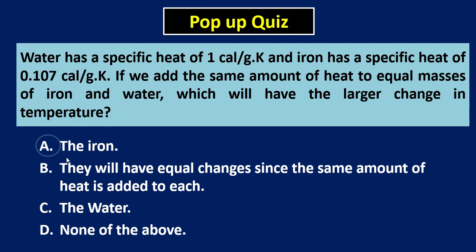Of course, it would be the iron, as the water has a higher specific heat capacity than the iron. As there is an inverse relation between the change in temperature and the specific heat capacity, the iron will have the larger change in temperature than water. Water can store a larger amount of heat than the iron.